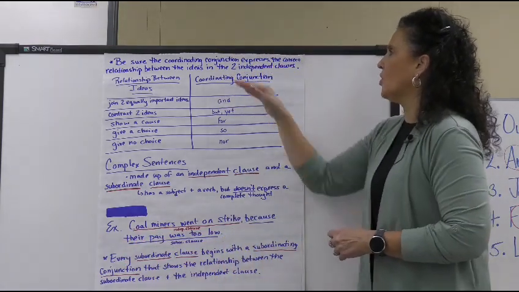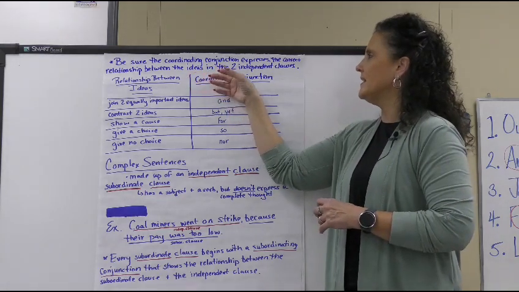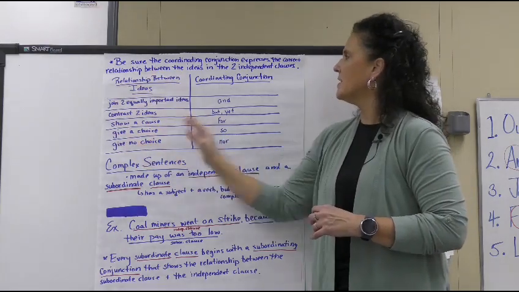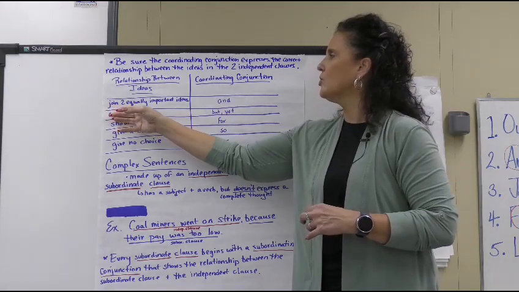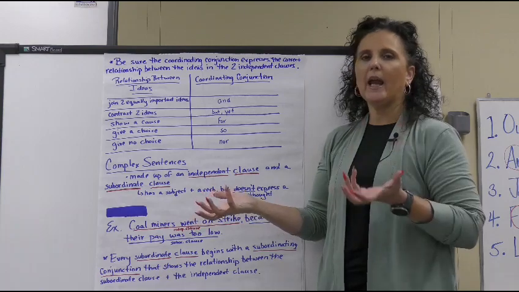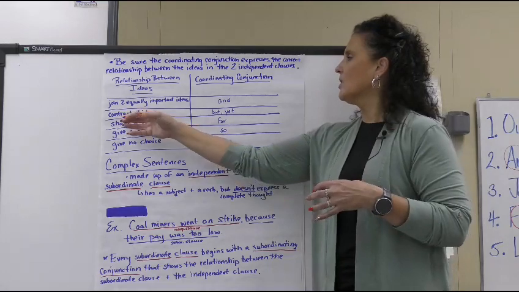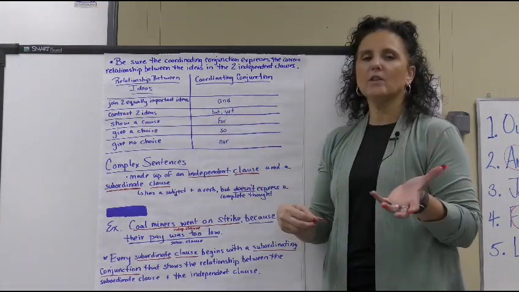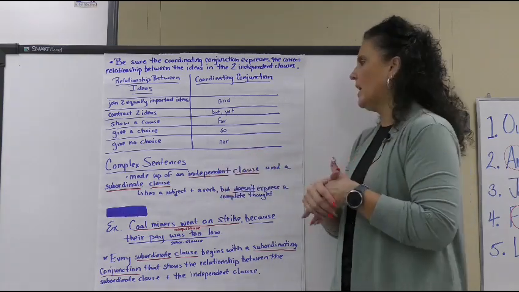We want to be sure that the coordinating conjunction expresses the correct relationship between the two ideas in these two independent clauses. So here are relationships between ideas and what coordinating conjunction we may want to use. If we want to join two equally important ideas, we put and. We are going to the store and buying milk. Those are two important things. If we want to contrast two ideas, we would put but or yet. We are going to the store, but we don't have any money. Those are kind of different ideas.